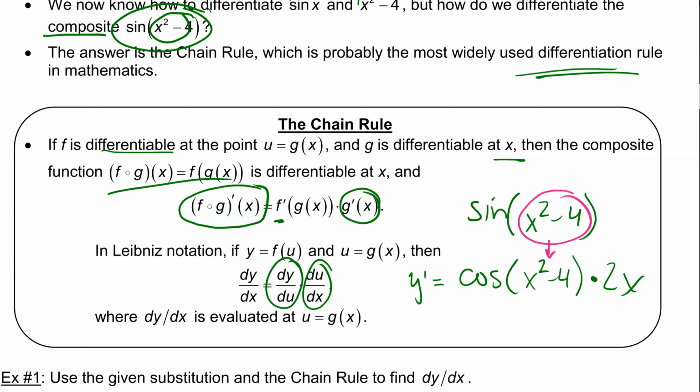Well, how did you know it was cosine times 2x? Because you're taking the derivative of the outside times the derivative of the inside. That's all the chain rule is. It makes sense, right? You know the derivative of the inside is 2x.